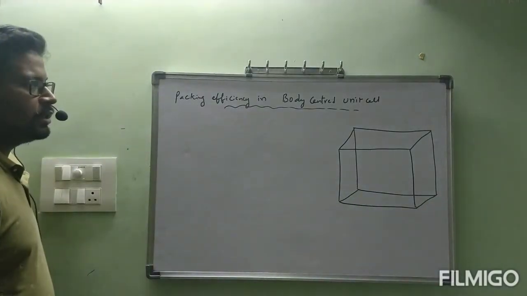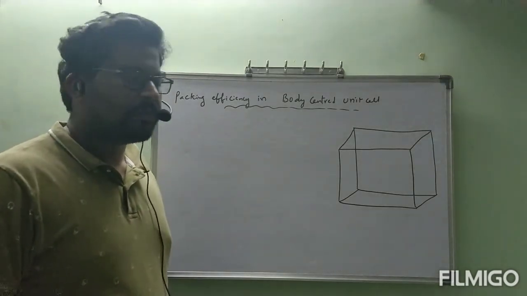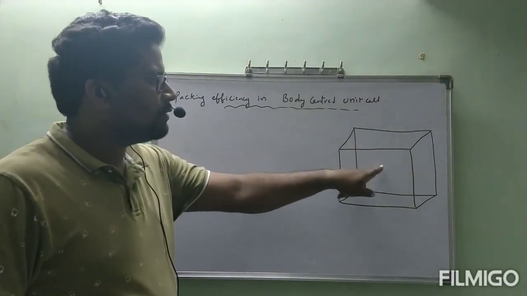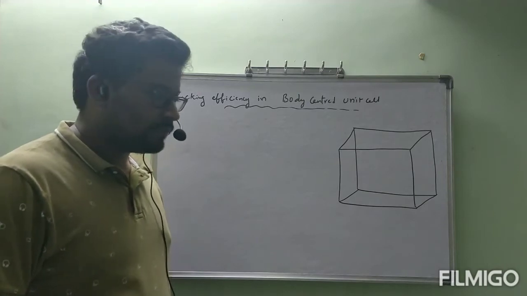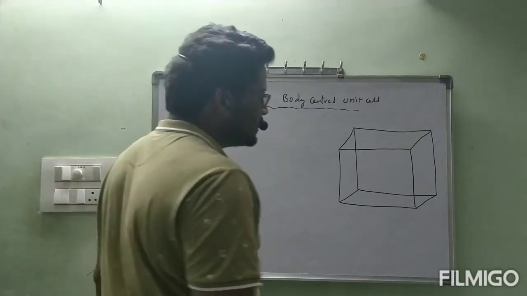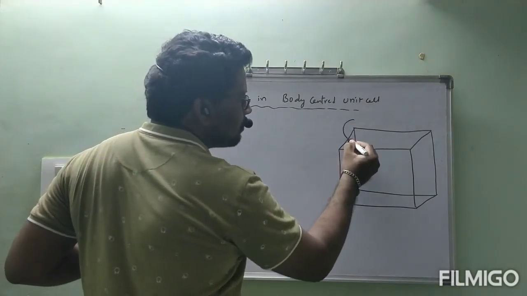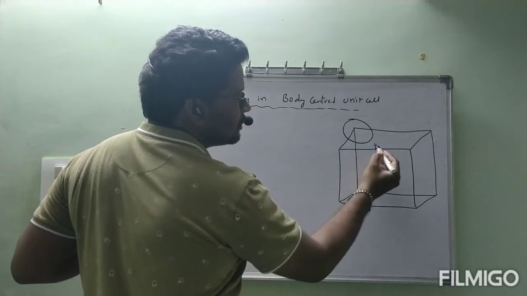In a body-centered unit cell, what are the lattice points? Lattice points are at the corners and one body center. Okay, now let us see. I took one corner particle, this corner.